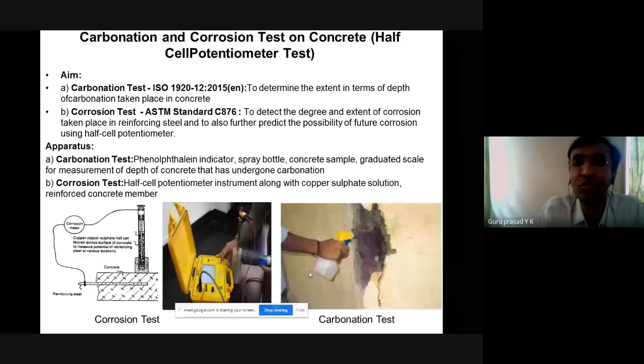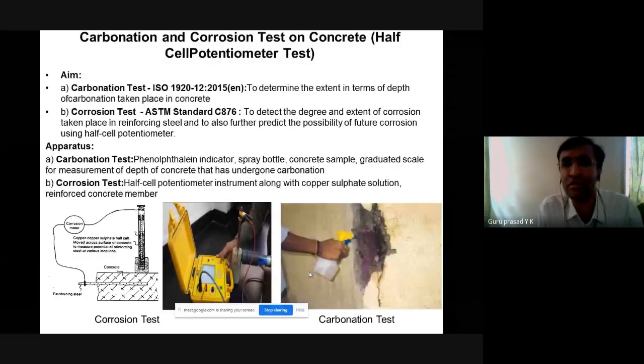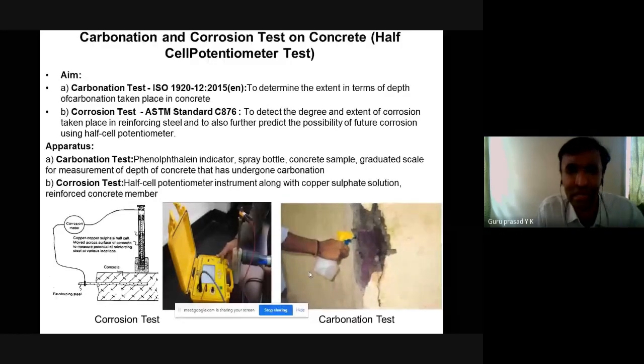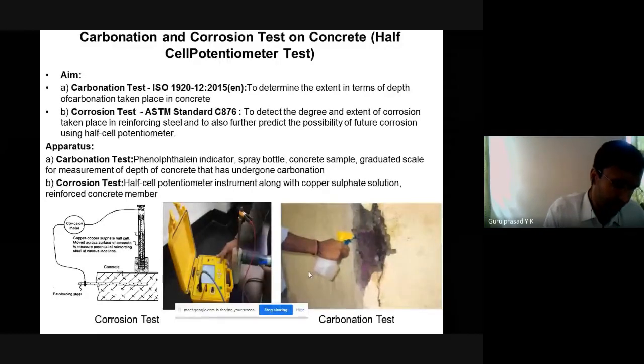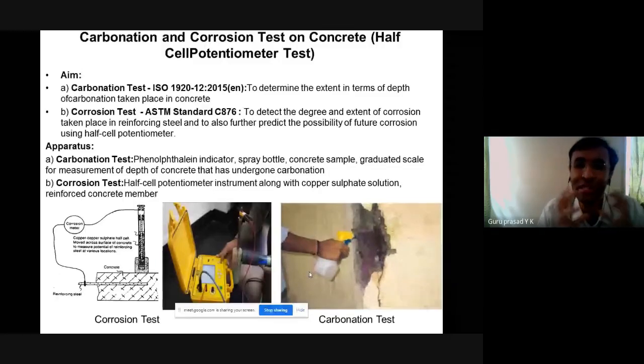Now, coming back to the half-cell potentiometer, or corrosion test, I am combining the carbonation and corrosion tests together because both go hand in hand. Why do I do the corrosion test and carbonation test together? The carbonation test is based on ISO 1920. It is to determine the extent, or the depth, of the concrete which has got carbonated.